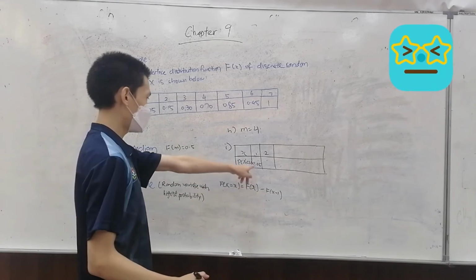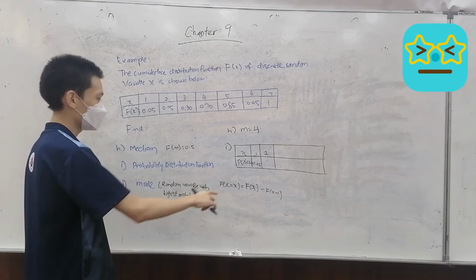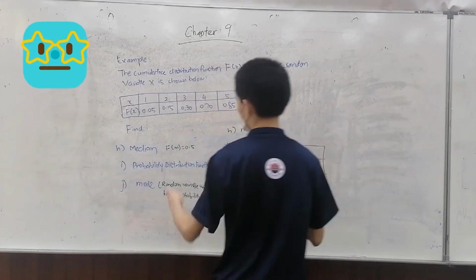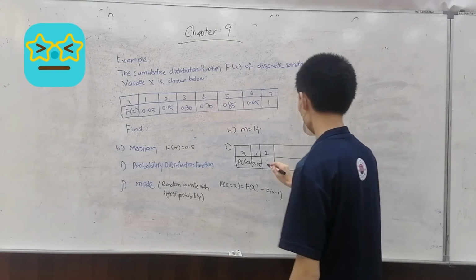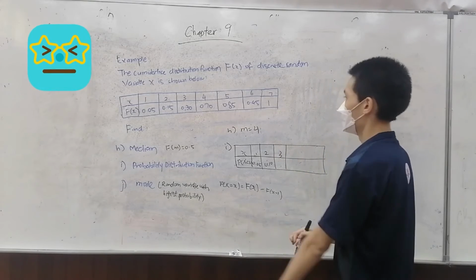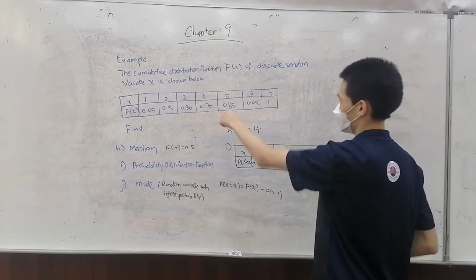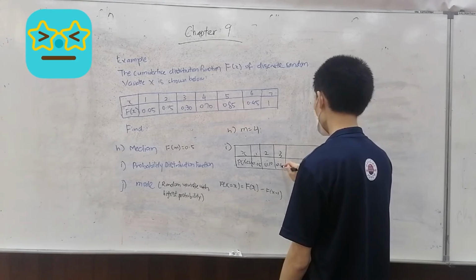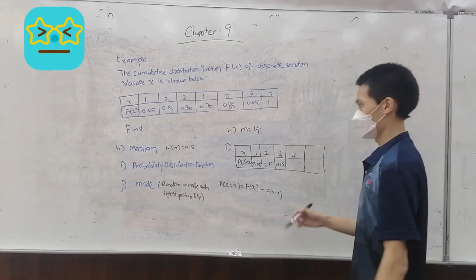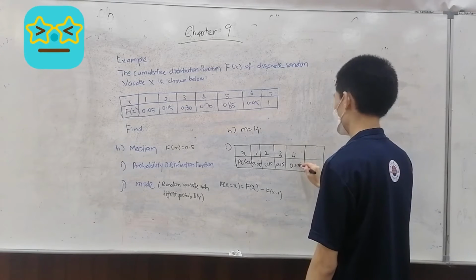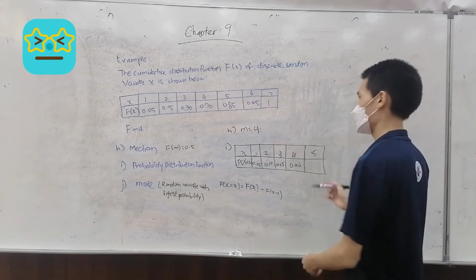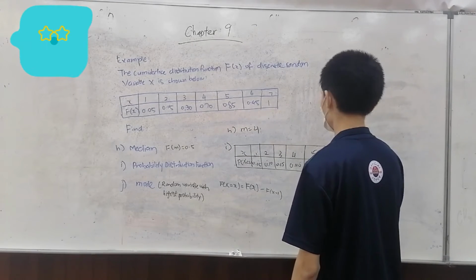So for this case, P(X=2) is F2 minus F1. So it's 0.15 minus 0.05 is 0.1. And the third one, use the same method, so it's 0.3 minus 0.15, so you get 0.15. And number 4, 0.7 minus 0.3, so we get 0.4. And random variable 5, 0.85 minus 0.7, so we get 0.15.